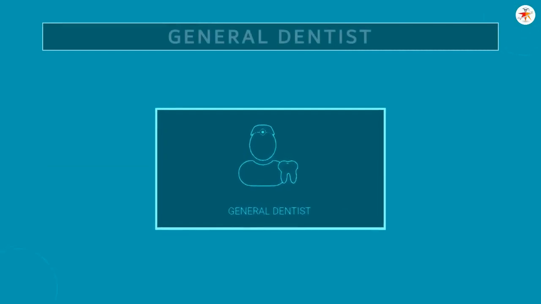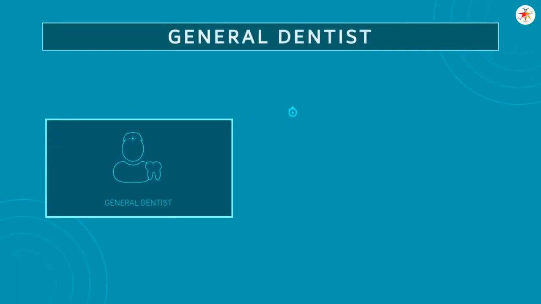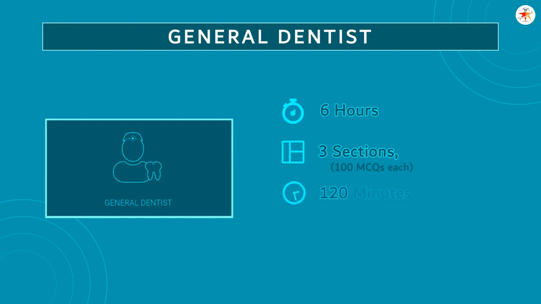For general dentists, this is a lengthy exam, consisting of 6 hours and divided into 3 sections. Each section contains 100 questions, with a total of 120 minutes duration. You can take 2 scheduled breaks between Section 1-2 and Section 2-3 with a pooled total time of 45 minutes, to be divided between these 2 breaks, based on your preference.